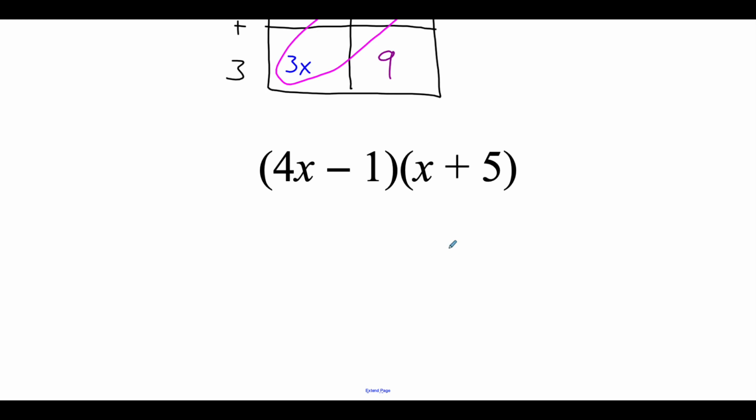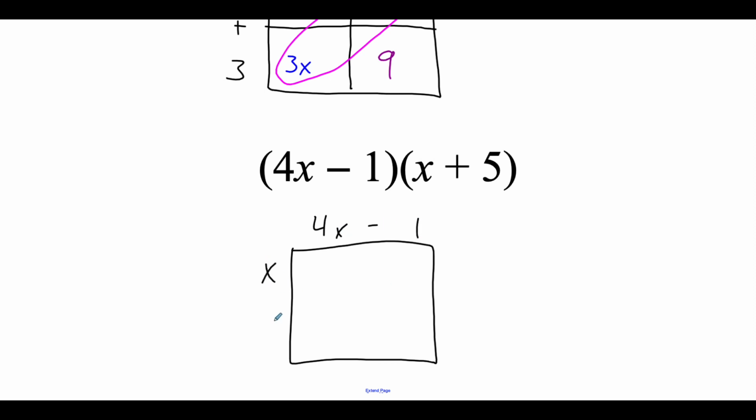Now for our last one here, we've got 4x minus 1, and we're multiplying by x plus 5. I'm going to draw in my box. Across the top, I'm going to put the 4x minus 1, and then down the side, I'm going to put the x plus 5. Separate out your individual boxes.